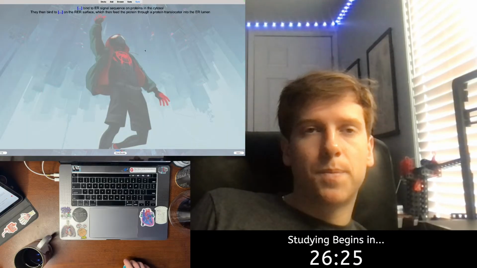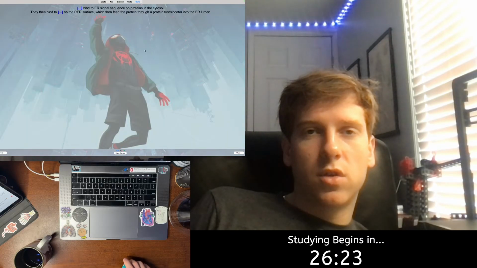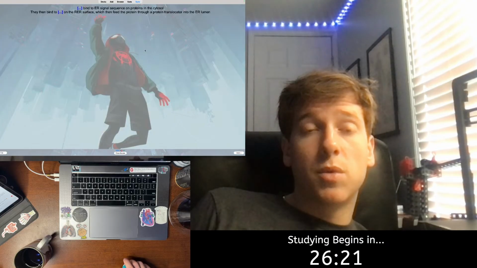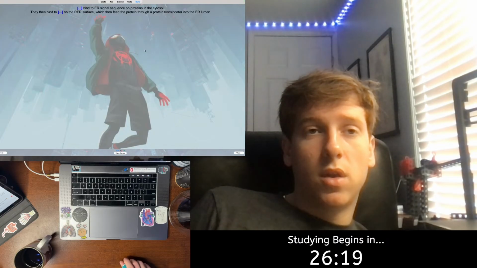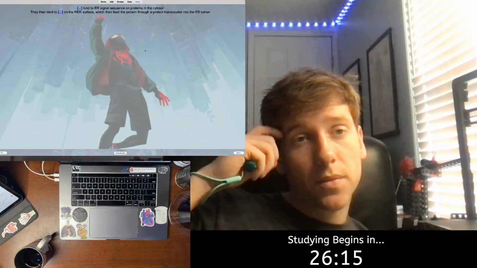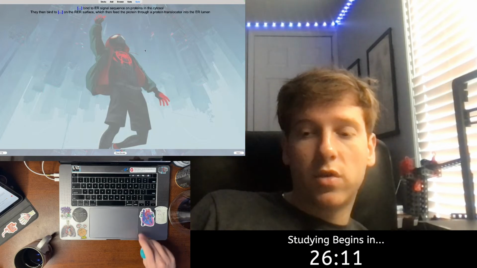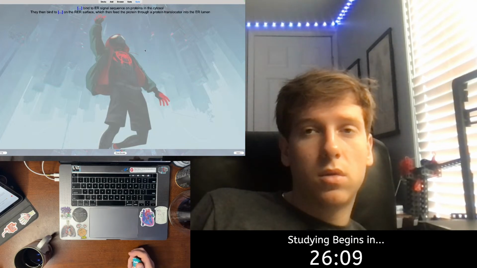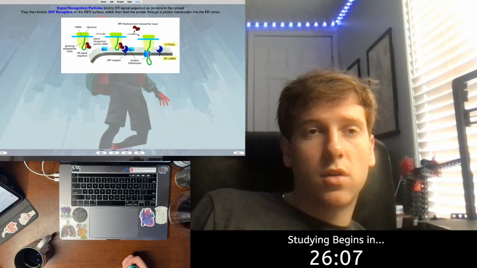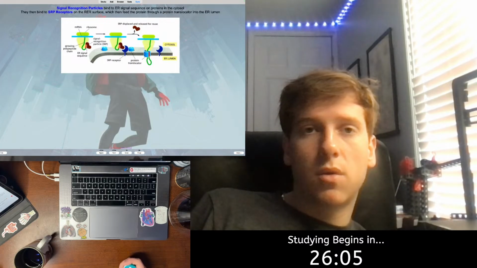Yes. All right. Blank binds to ER signal sequences on proteins in the cytosol. This is going to be your signal recognition particle. Then they bind to the ER. This is going to be your ER import receptor. No, ER transloc. Yeah, SRP receptors. Okay, I got that wrong.